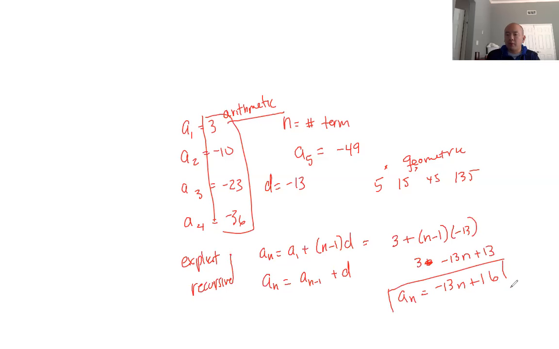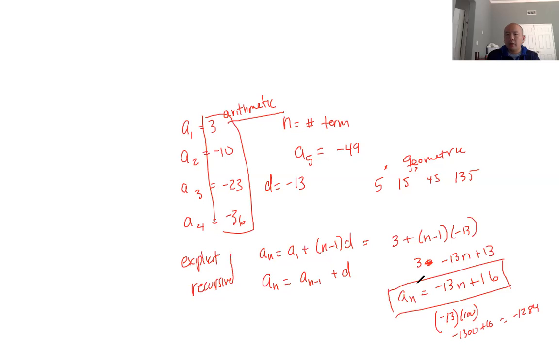Now, why is this important? Imagine if you had a sequence like this and you want to find the 100th term. You're not going to just keep subtracting 13. It's going to be a big pain to subtract 13, 13, 13, 100 times. Instead, since you have to find the 100th term, n is going to be 100. So you take -13 times 100, which is -1300, plus 16, which will be -1284.